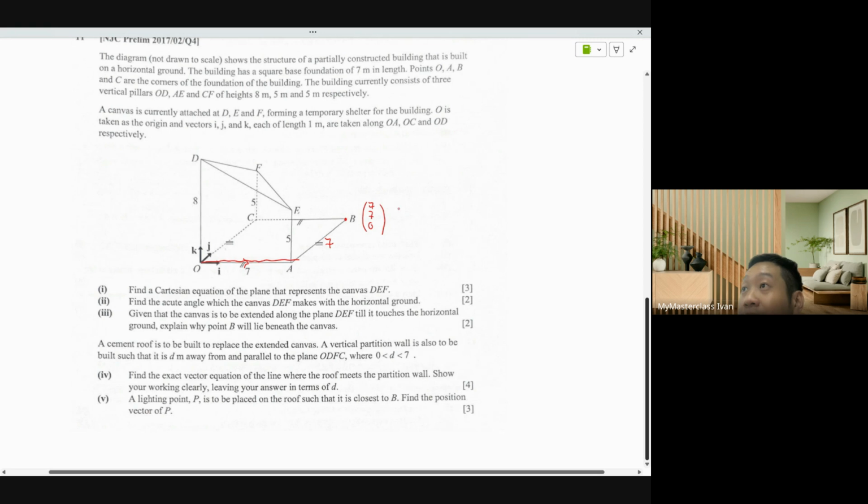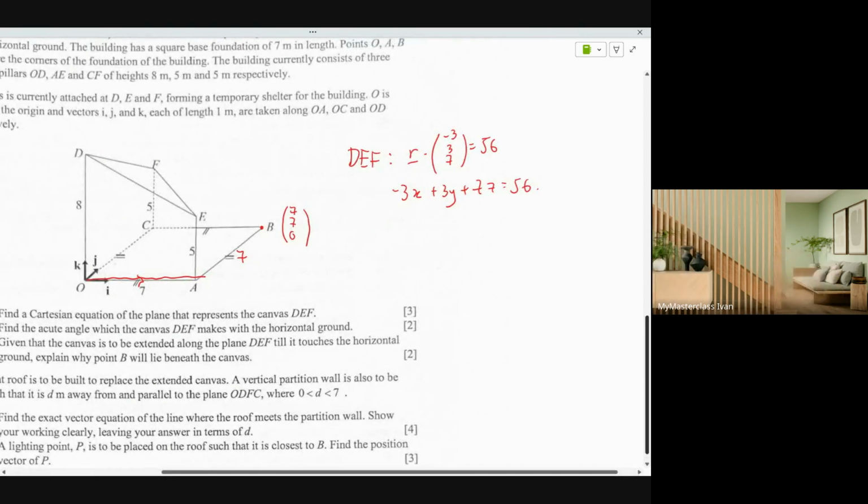Yeah, okay. Now do we already have DEF? Yes, we already have DEF, right? Which is R dot minus 337 equals 56. Or rather, I think it's minus 3x plus 3y plus 7z equals 56. Okay. So the question says that I'm going to extend this thing onwards. Okay, a bit hard to see because we are trying to do 3D on 2D. There's this point that's going to be vertically on top of B. Okay, show that B is below. All you need to do is to substitute x equals 7 and y equals 7.